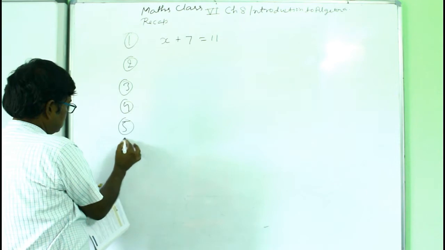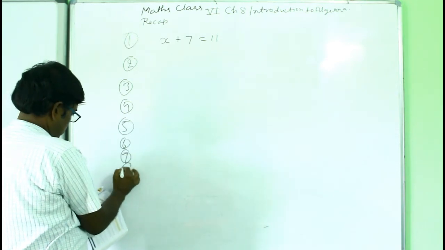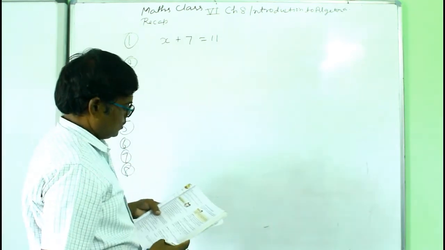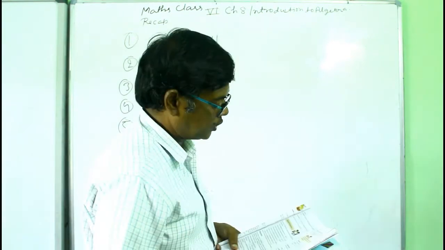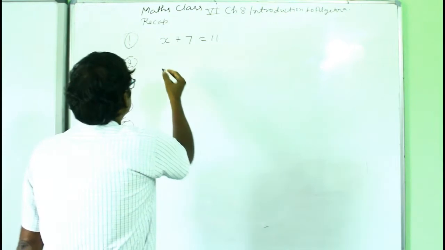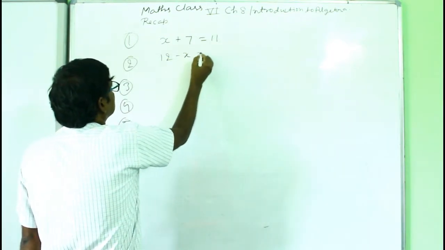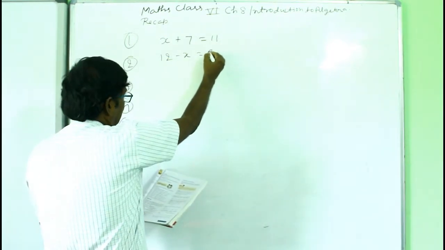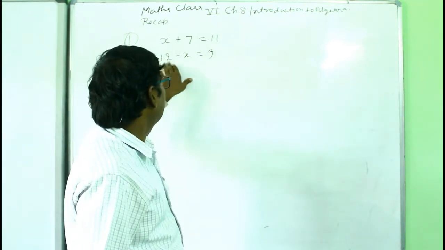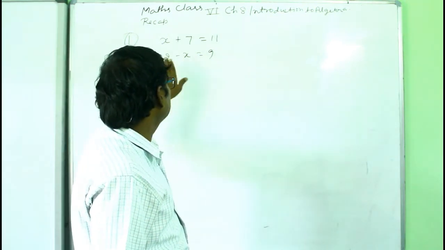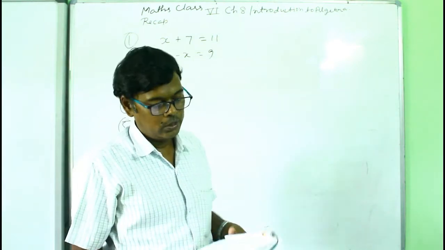Next is question 5, 6, 7, 8. Okay, here what should be subtracted from 12 to get 9? What should be subtracted from 12? So here the answer will be 12 minus x equal to 9. Okay, this is the statement. 12 में क्या माइनस करने से 9 हो जाएगा. So 12 minus x, where x is the unknown number.